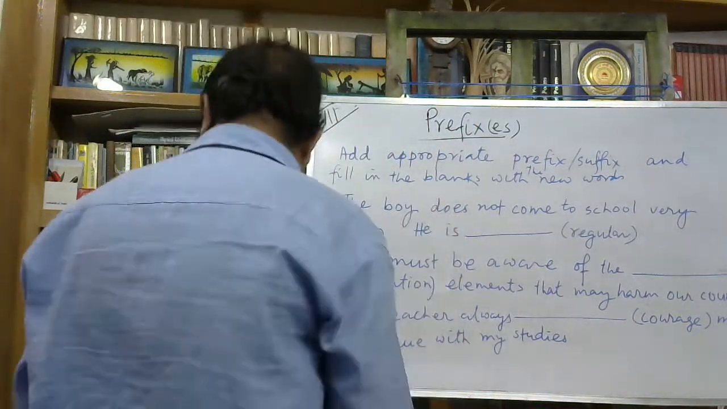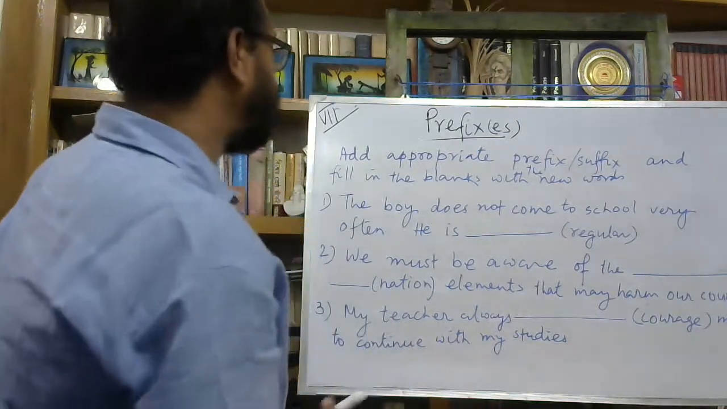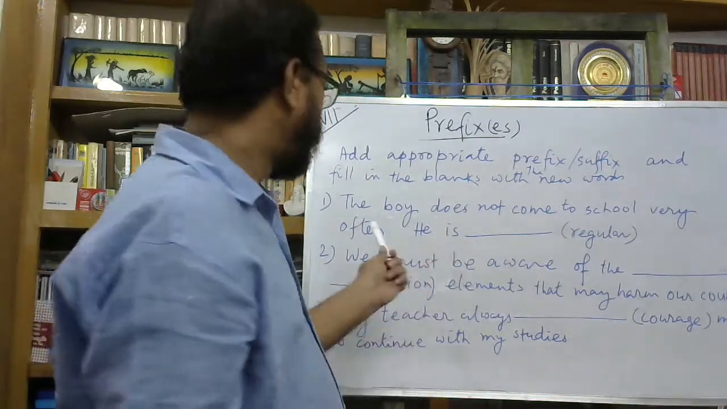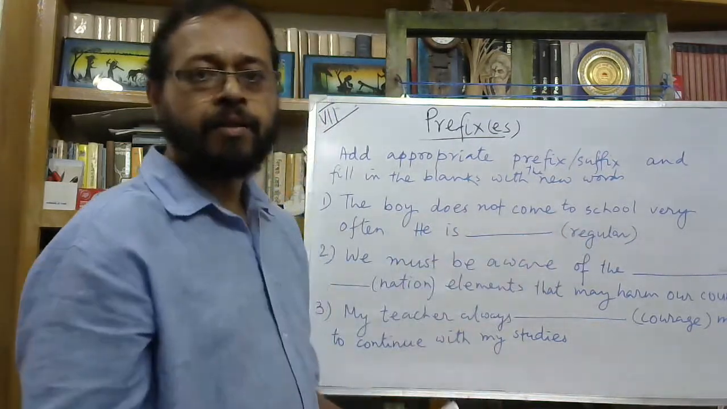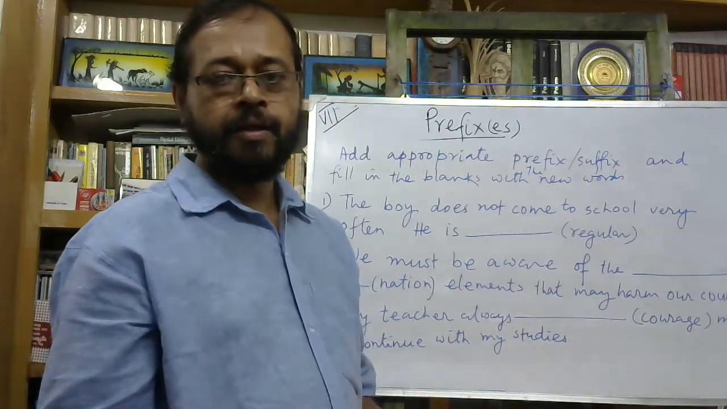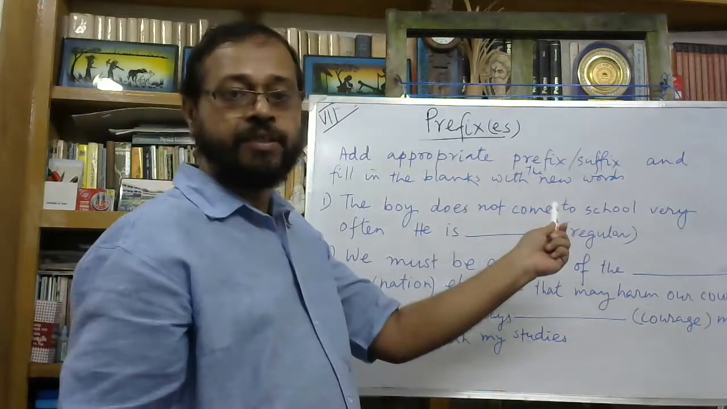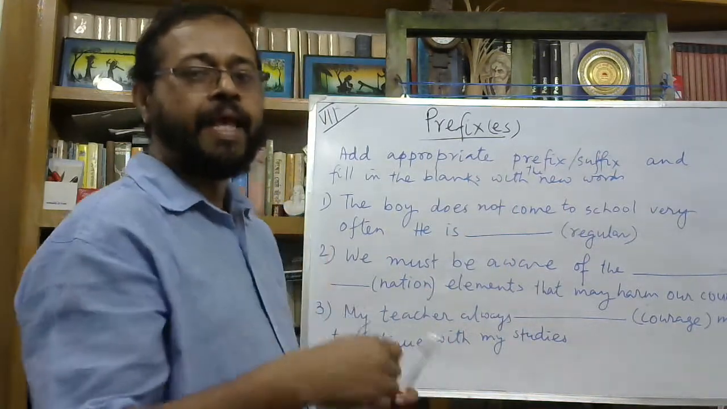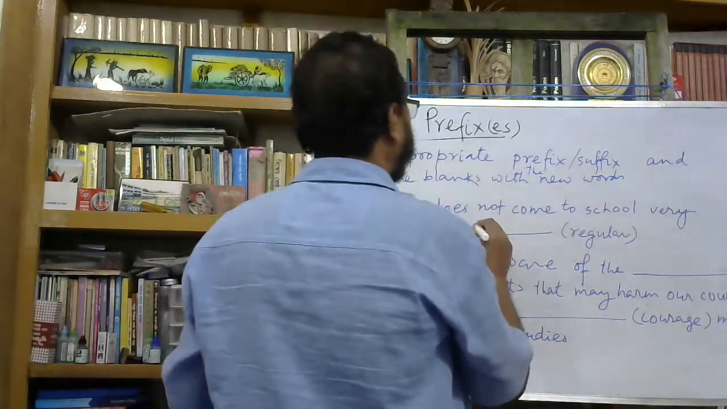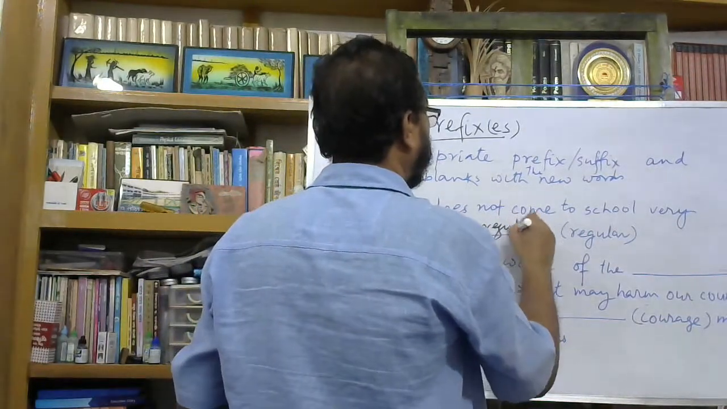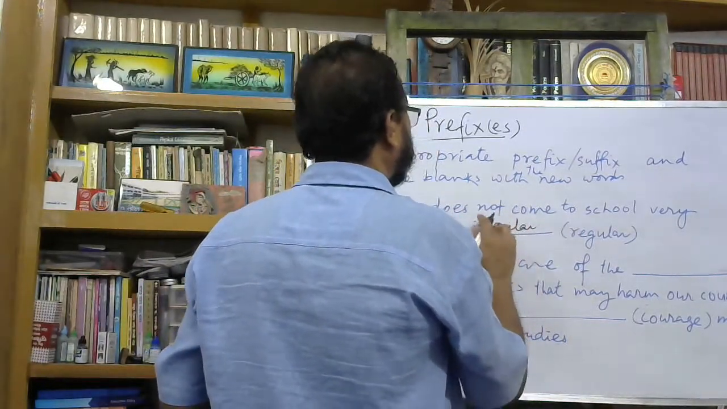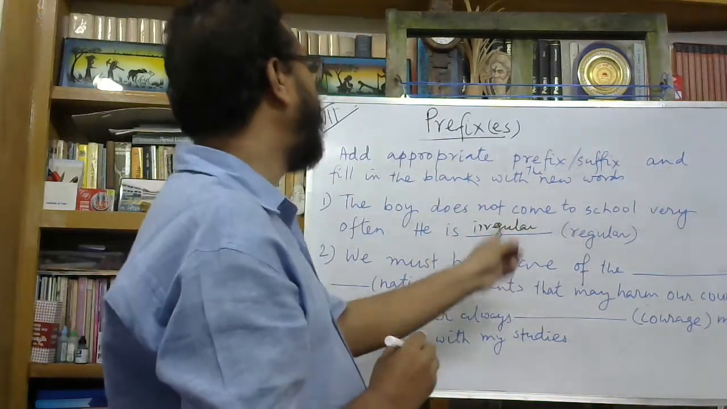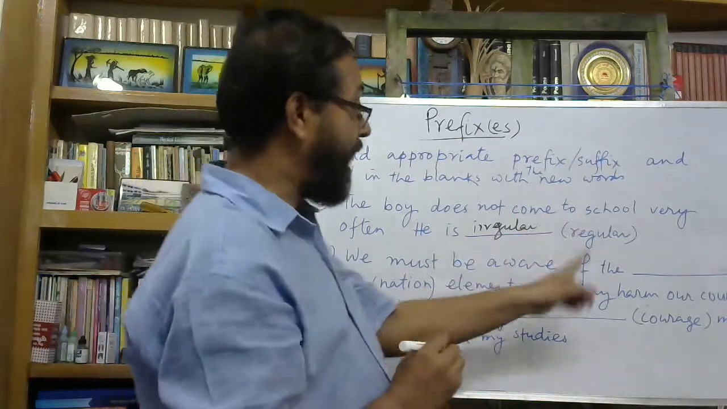So if these are given, I have to understand from the context. The boy does not come to school very often, so seeing regular, I may think of regularly. But what does the context say: he is regularly, no, that is not appropriate. He is irregular. Okay, so such tasks may be given. We must be aware of the dash elements that may harm our country.